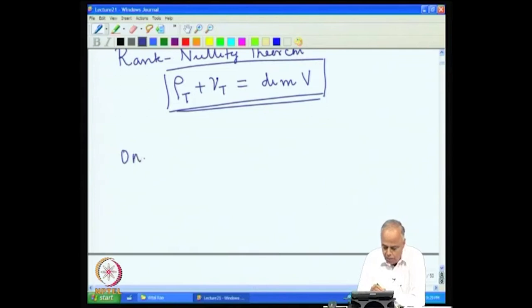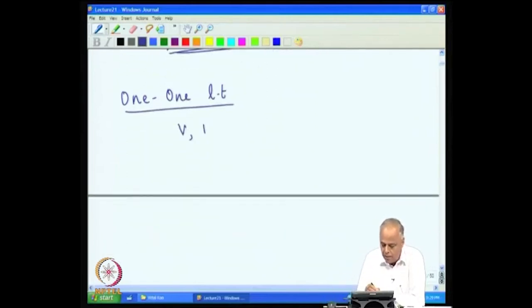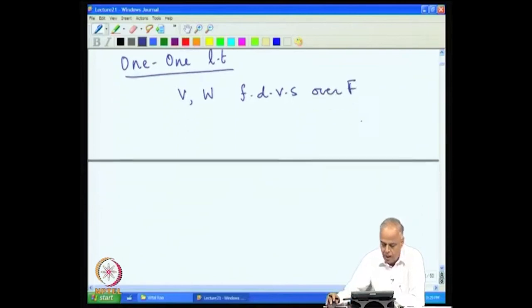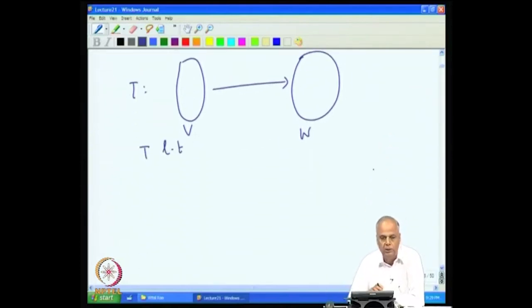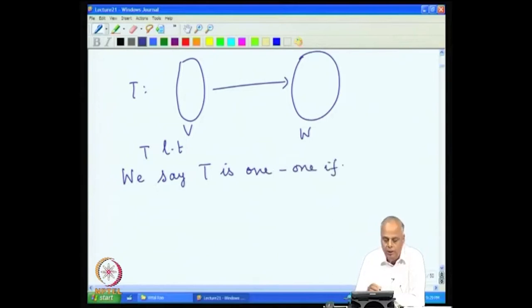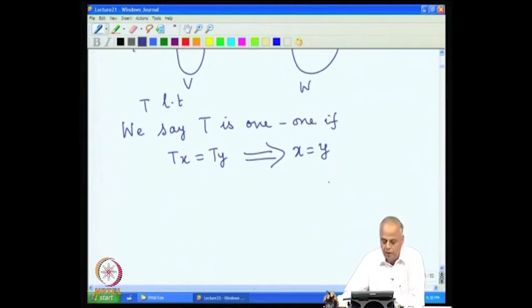We then introduced the notion of 1-1 linear transformations. Once again, let us consider V and W to be finite dimensional vector spaces over a field F, and let us take a linear transformation T from V to W. We say T is 1-1 if distinct vectors get mapped to distinct vectors. That is, if the two images are the same, then the corresponding pre-images must be the same. Tx equal to Ty if and only if x is equal to y. Then we say T is 1-1.